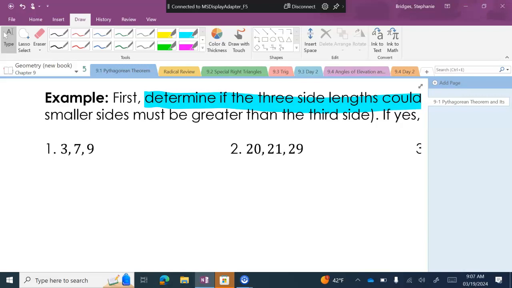Which one of those numbers is C? 9. Okay, so this is what we want to do. We want to do 9 squared. And then I'm going to put a little blank because I'm going to fill that in with greater than, less than, or equal to. And then I want to take the other two numbers. Order does not matter. And I'm going to square both of them. So I'm going to take 3 squared plus 7 squared.